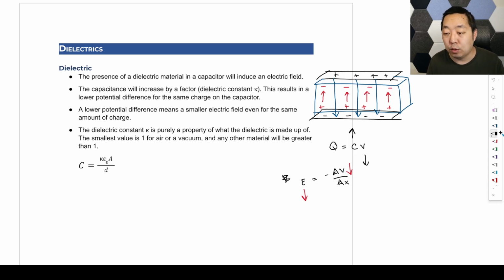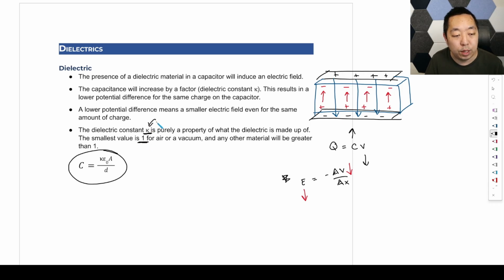Now, the way we model this mathematically is by a dielectric constant, kappa. It's purely a property of what the material is. It's how easy it is to polarize it. Higher dielectric constants polarize or separate the charges more easily, creating a stronger electric field within the dielectric material. The only modification we'll make to the parallel plate capacitor is to make it kappa epsilon A over D. And the smallest value for kappa is 1.